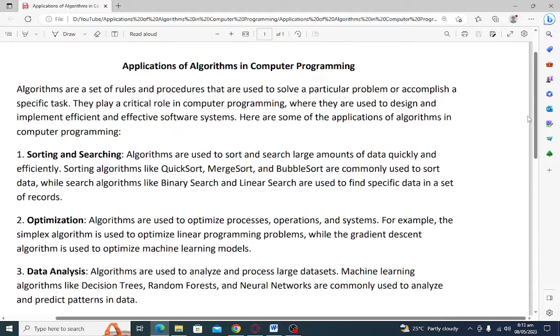Okay guys, so this is the end of my presentation about applications of algorithms in computer programming. I hope that you have learned something new in this video.